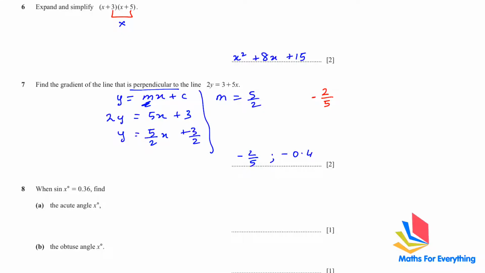Next question, when sine x is equal to 0.36, find the acute angle. Therefore, x is equal to sine inverse 0.36. And we will get the answer 21.1. That's our acute angle. The obtuse angle x. For the sine rule, when you want to find the obtuse angle and you got the acute angle, we just have to subtract the acute angle that you got from 180. This will give us 158.9 degrees.